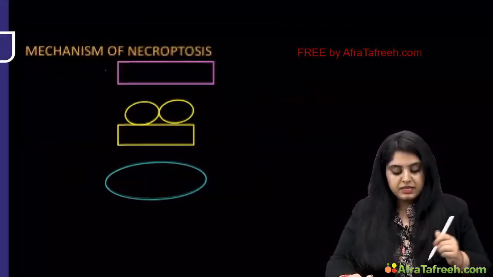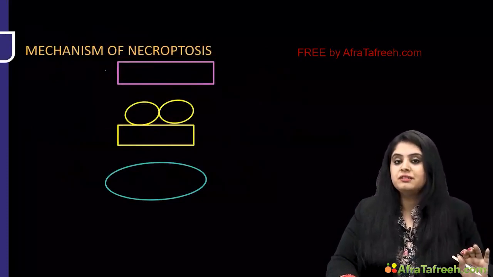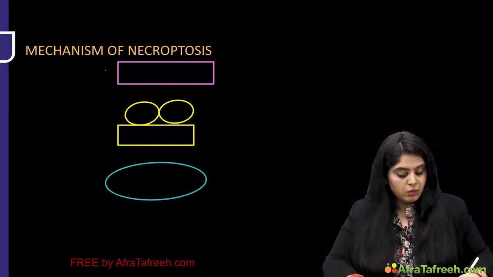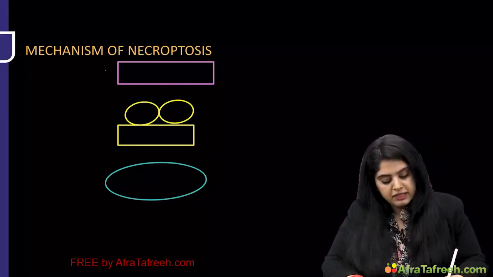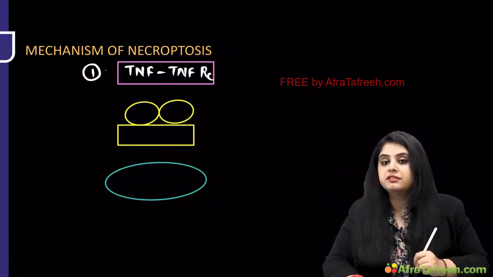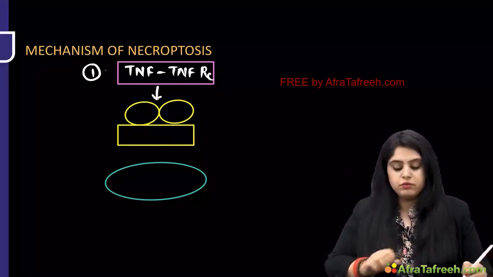So, what is the mechanism? 1, 2, 3, death. That is how my students who learned in previous lectures learn it. Necroptosis means 1, 2, 3, death. What is 1, 2, 3? The first thing is the binding of TNF with TNF receptor. That is the first step that happens. As soon as the TNF and TNF receptor bind, there is a trio formed.